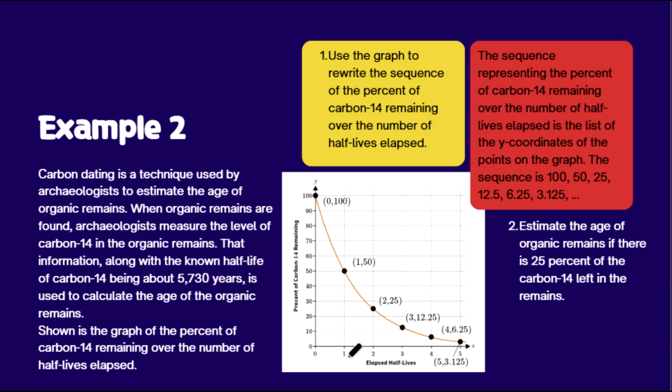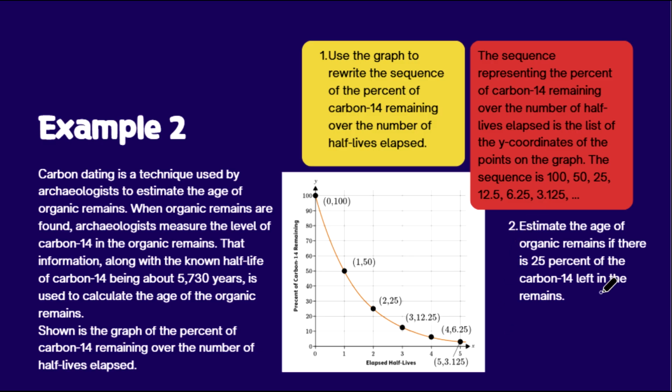We obviously don't want to do the x-coordinates because that's just 1, 2, 3, 4, 5. That's the number of half-lives. We're looking at the percent of carbon-14 remaining. The y-coordinates are 100, 50, 25, 12.5, 6.25, and then it goes down to 3.125, okay?